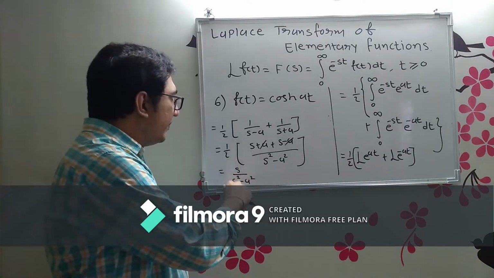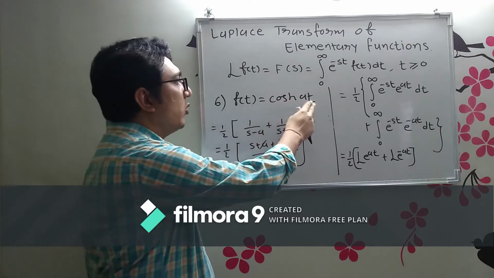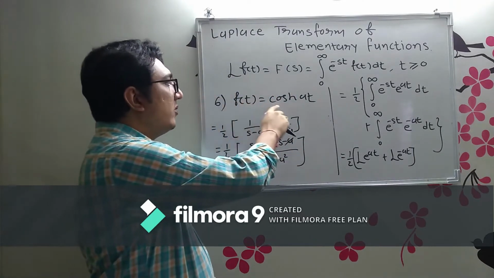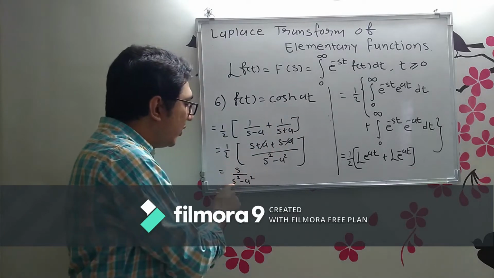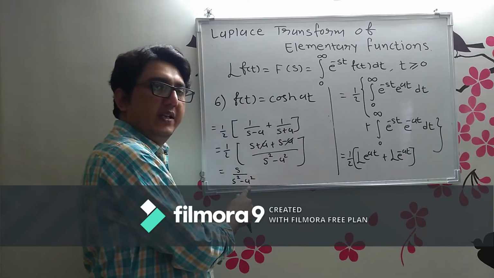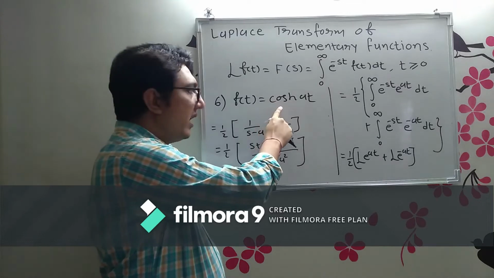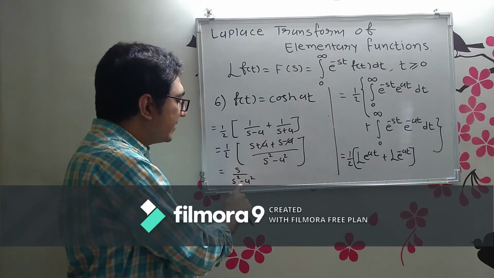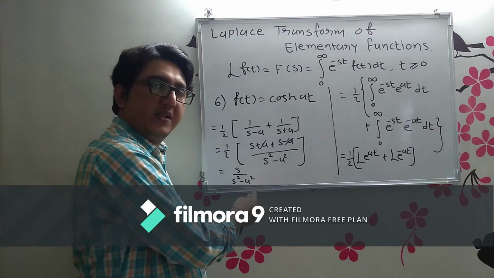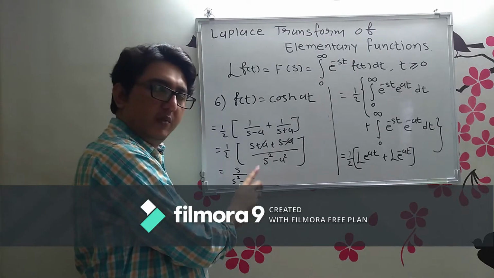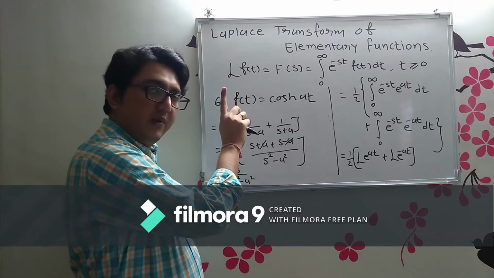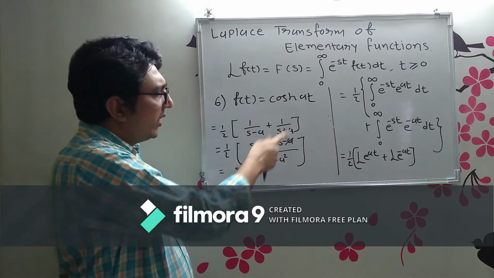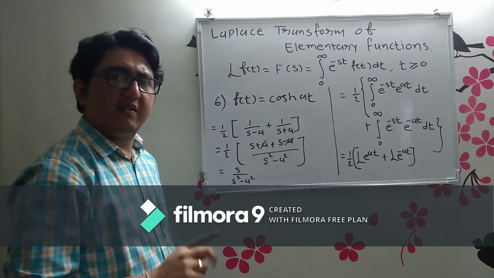Now what is the difference between the answer for cos hyperbolic at and cos at? The Laplace transform of cos at is s upon s square plus a square. And for the hyperbolic function, Laplace transform of cos hyperbolic at is s upon s square minus a square. So the difference is just the sign. Both formulas are the same, but in that form the denominator has a positive sign and in this one a negative sign.